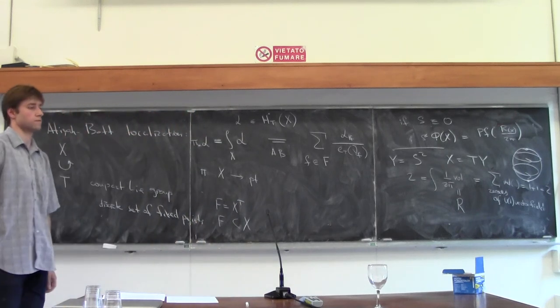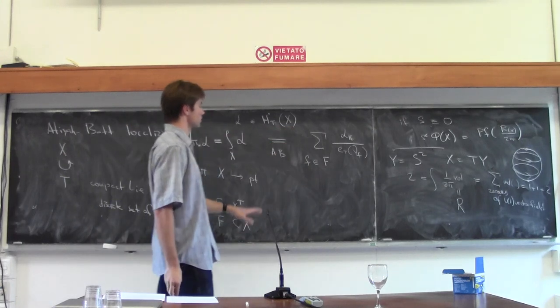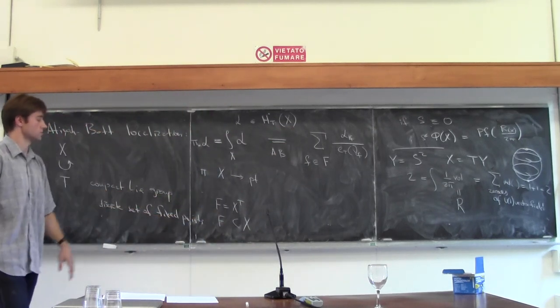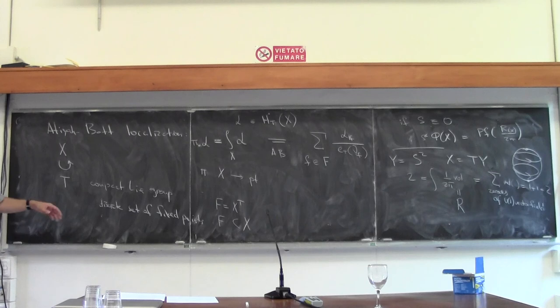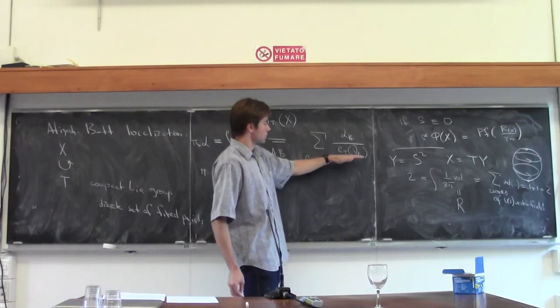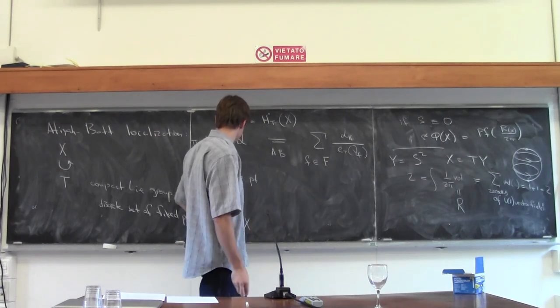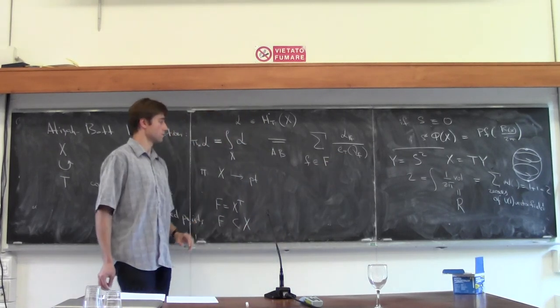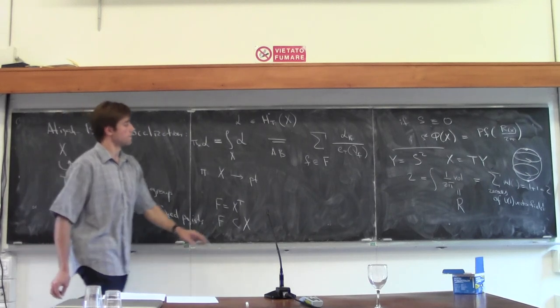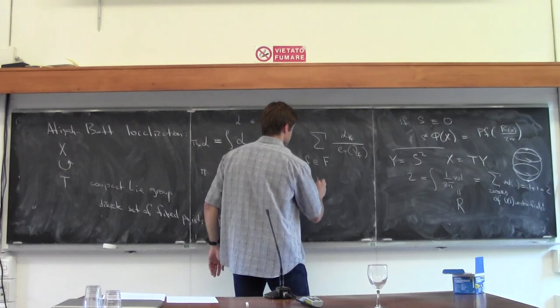Actually, this theorem is more general: when the fixed points are not just points, they could actually be submanifolds, and what you have here is the normal bundle to the submanifold F in the manifold X. That is what we want to talk about. So this is the normal bundle.